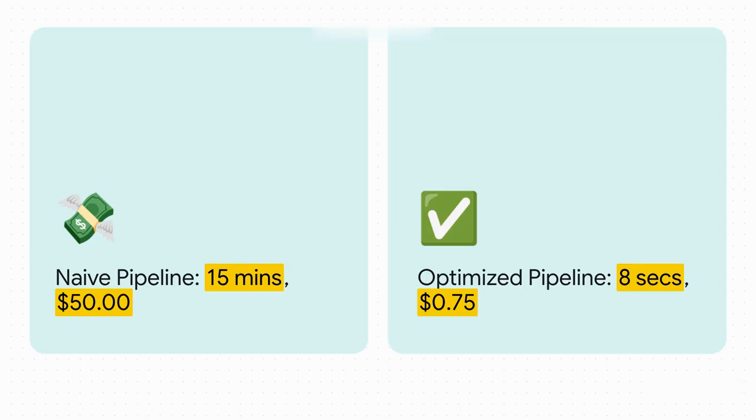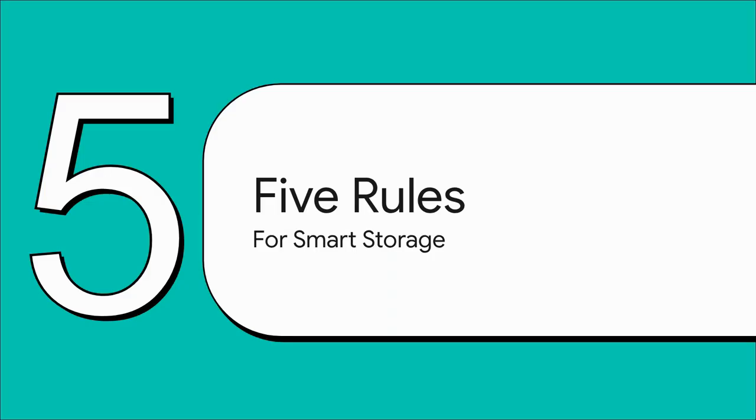Let that sink in. This is not just a small improvement, it's a complete transformation. We made the system over 100 times faster and almost 70 times cheaper just by making a few smart decisions about how we store our files. So the crucial point here is that this isn't some kind of dark magic. It's just good engineering. And to make it really easy for you to apply these lessons, we've boiled it all down into 5 simple, actionable rules to live by.